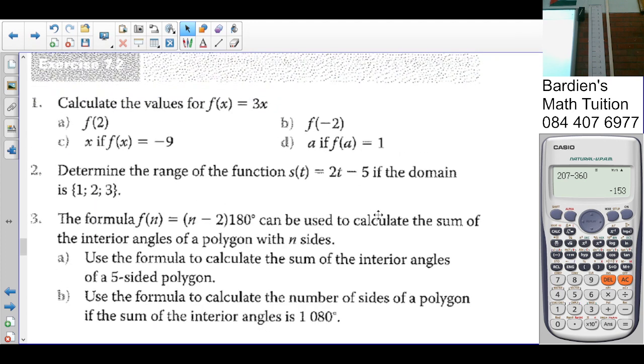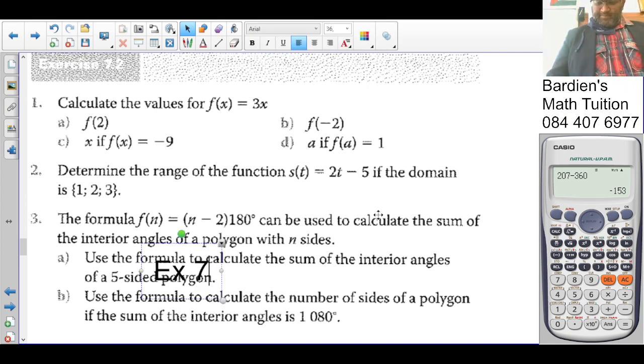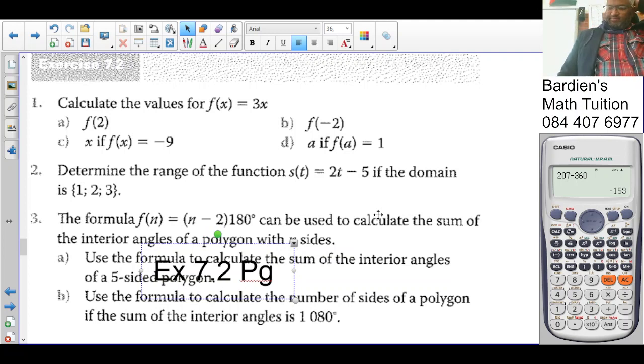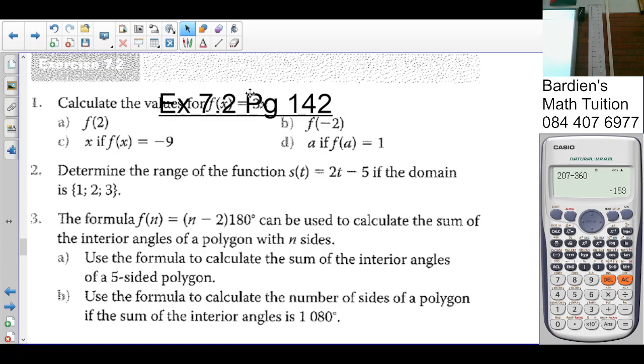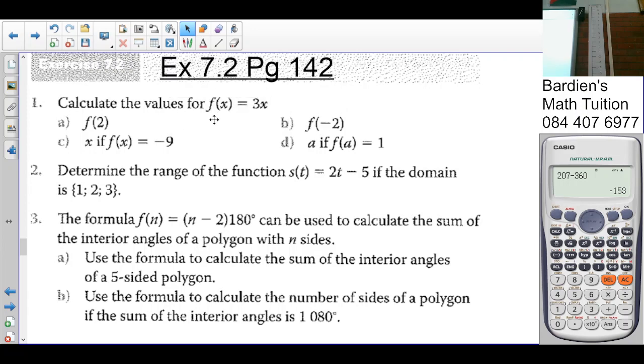So in exercise 7.2, this was on page 142. It says calculate the values for f of x equal to 3x. So the first one is f of 2.